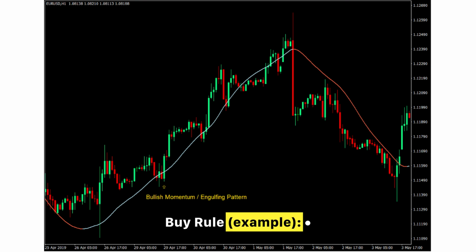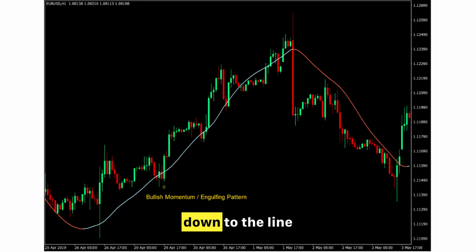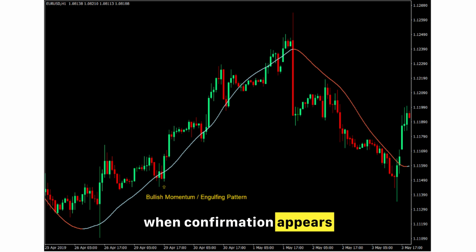Buy rule. Example. Price above big trend line. Line is light blue, sloping upward. Price retraces down to the line and shows a rejection candle. Enter long when confirmation appears.